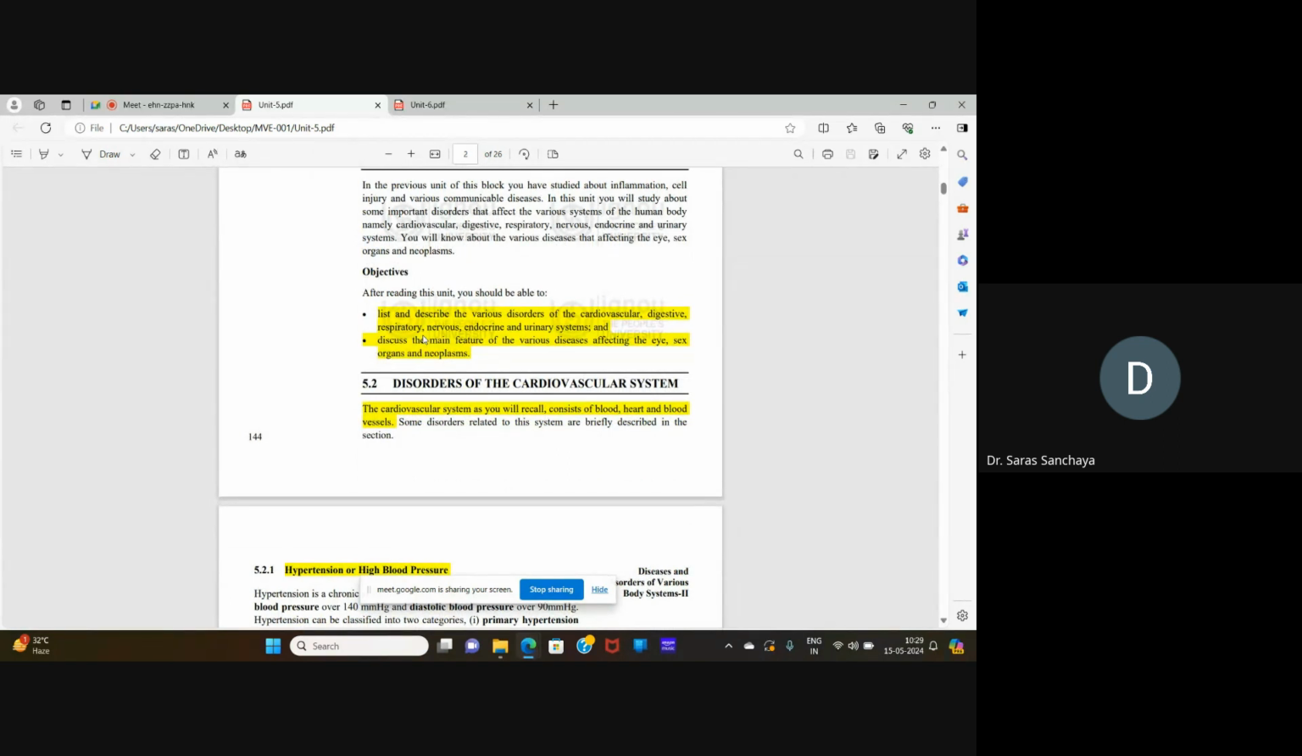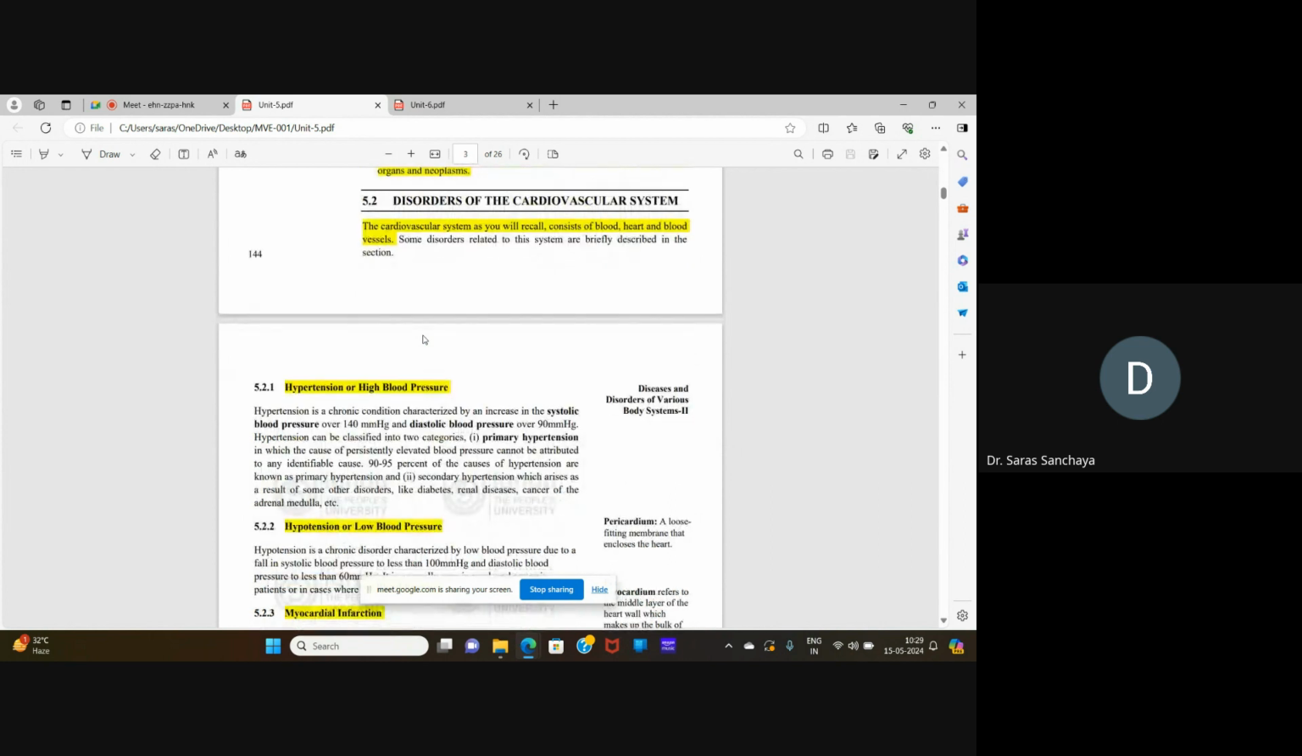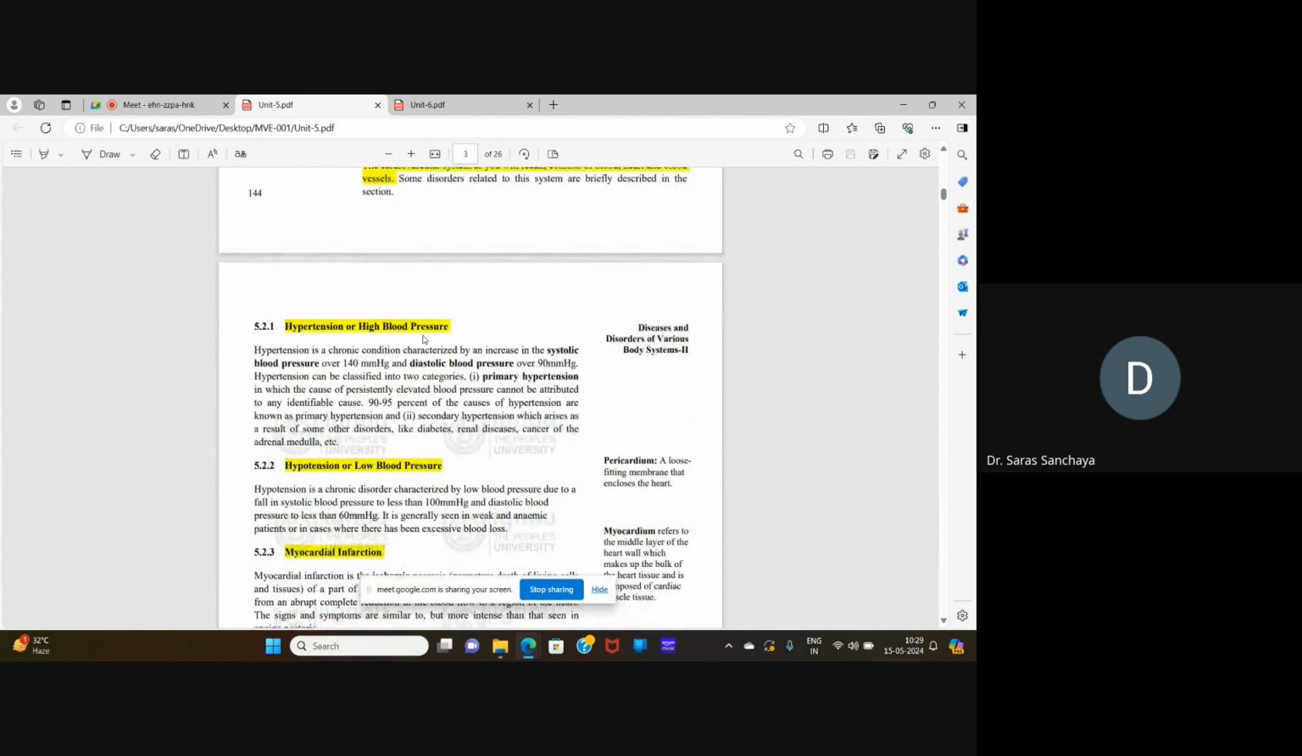Disorders of the cardiovascular system. The cardiovascular system, as you will recall, consists of blood, heart, and blood vessels. So the most common disorder of cardiovascular system is hypertension or high blood pressure. Hypertension is a chronic condition characterized by an increase in systolic pressure over 140 millimeter of Hg and diastolic blood pressure over 90 millimeter of Hg.